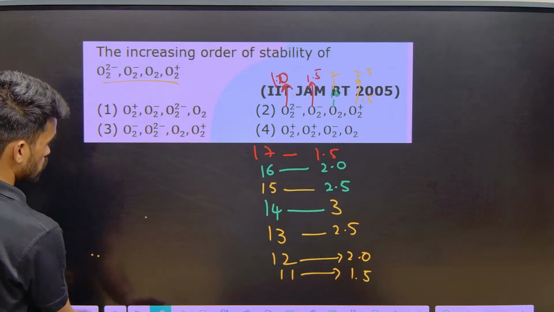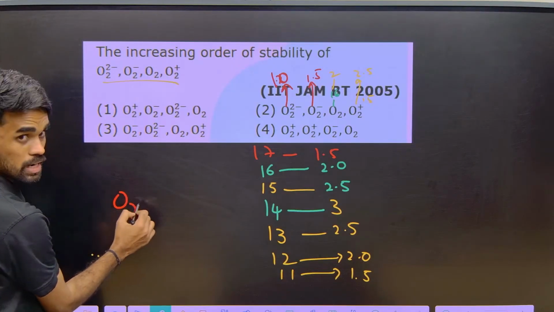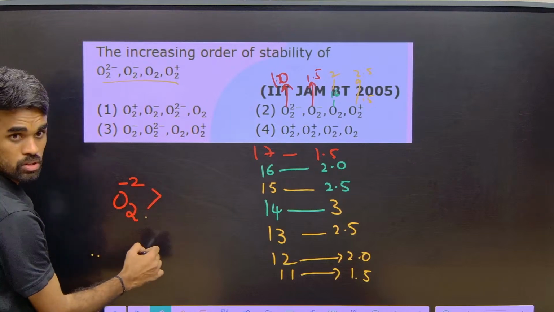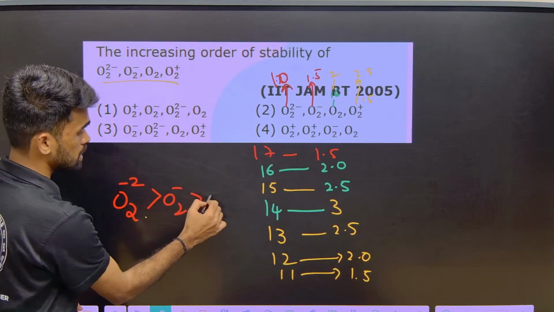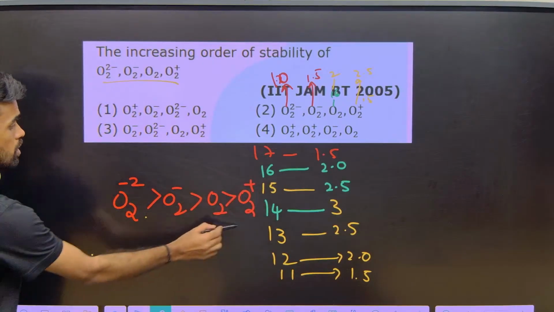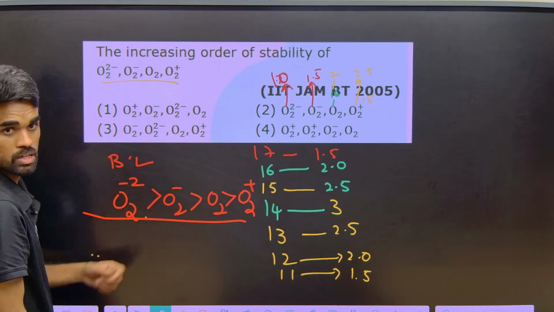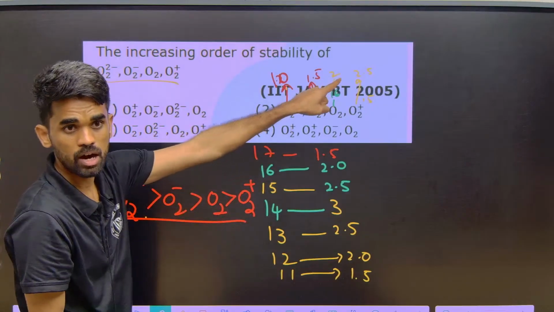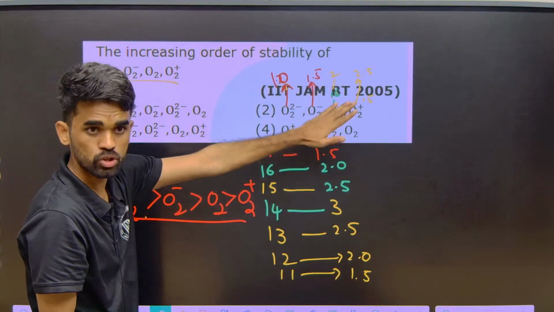Tell me here. So I will write. Bond length will be more for O2 2-, then next O2 -, then next O2. This will be the bond length order. If they ask bond order or bond strength or stability, you should answer with this.